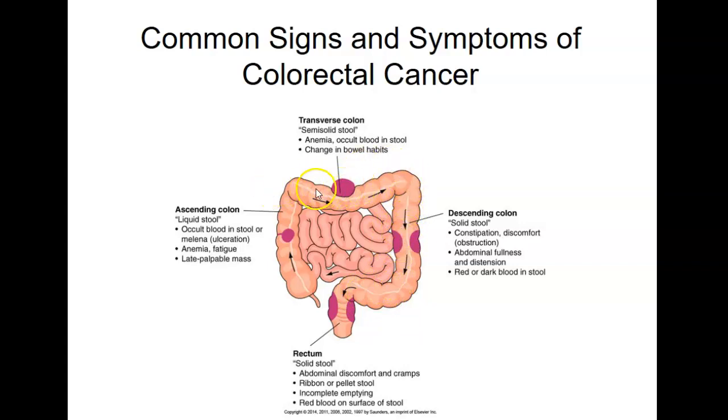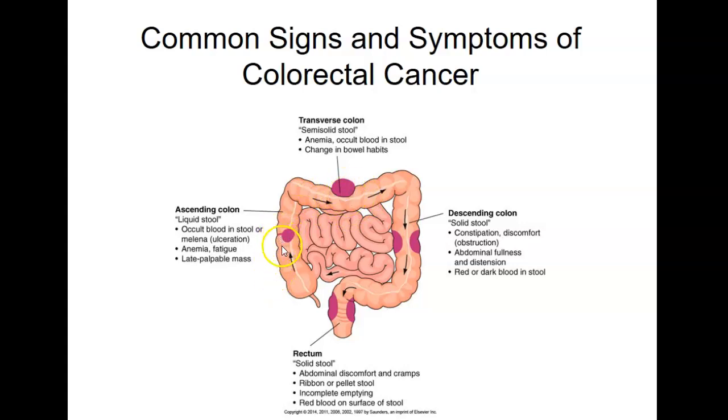If there's a tumor in the transverse colon, this may not cause massive constipation. It might actually lead to a little bit of diarrhea. So if there's a tumor here, it's going to be a semi-solid stool, but here is where we're definitely going to be looking for blood in the stool.